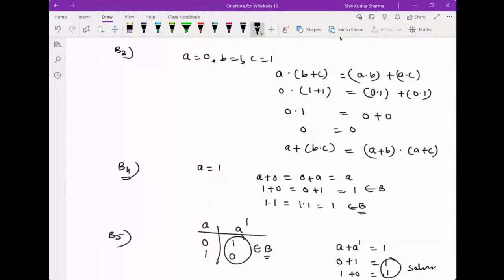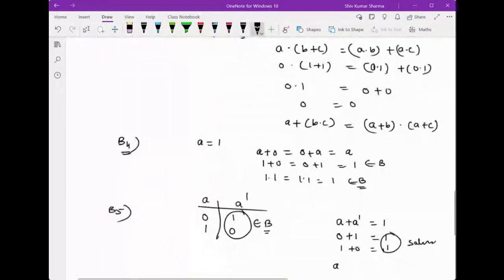So this is satisfied. And similarly, when we take A into A complement, A equal to 0 and its complement equal to 1 gives us 0. This is also satisfied. This is the first one, and our second one is A into A complement equal to 0. This is the second complement property. So this is also satisfied. So that means complement is also satisfied.